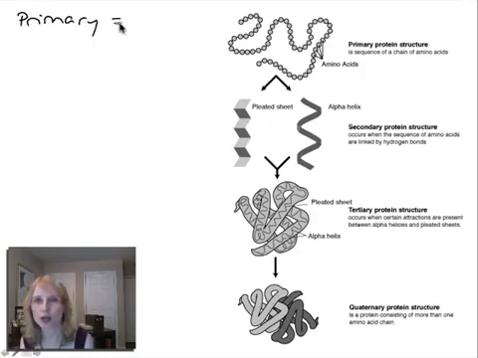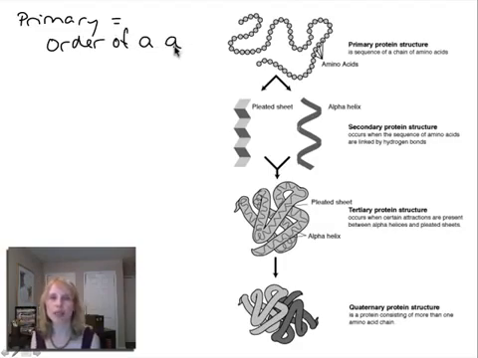First, we have the primary protein structure. The primary structure is simply the order of amino acids that make up the polypeptide chain. It's the sequence of how these amino acids are linked together. It's not really a structure, just a sequence.